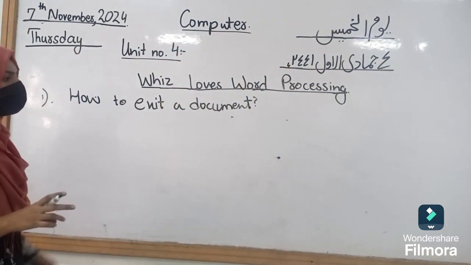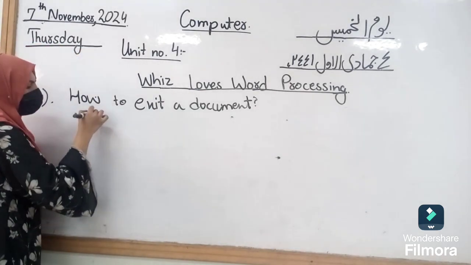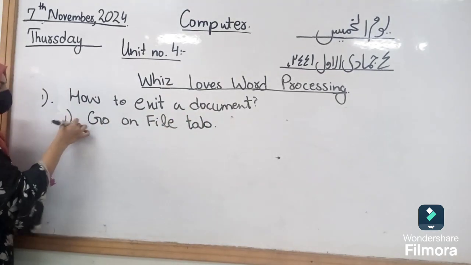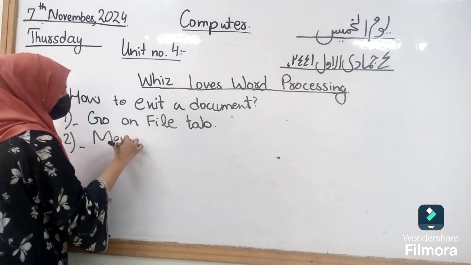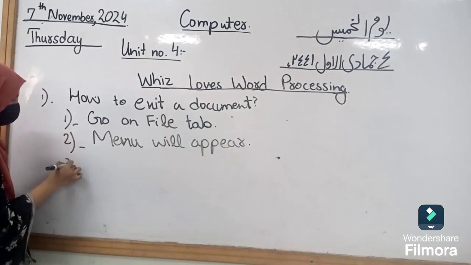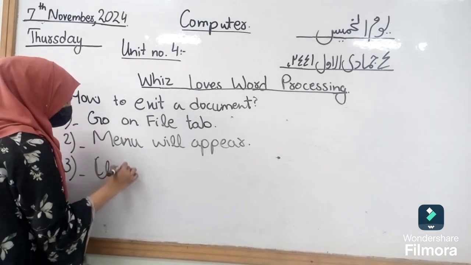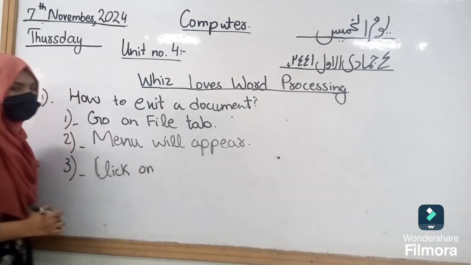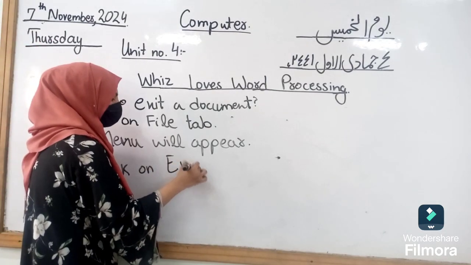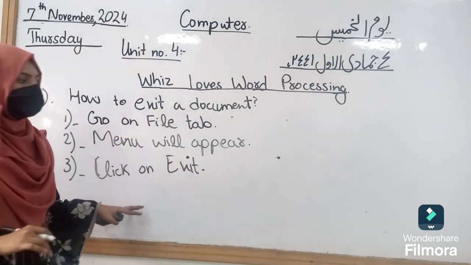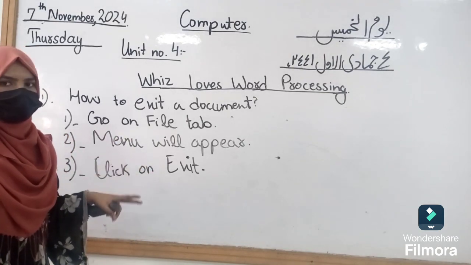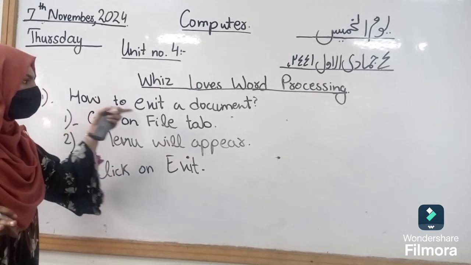Sit down, Fatma. So, class, in order to exit a document, you need to go on to the File tab. This is the first step. In the second step, a menu will appear on your screen. In the last step, you need to click on Exit. You can see in the list of menus that there will be written Save As, Open, Close or Exit. Exit will be written at the bottom of the menu. So you need to click on Exit, and your Microsoft program window will disappear. It will exit. Okay. So these are the steps of how to exit a document.